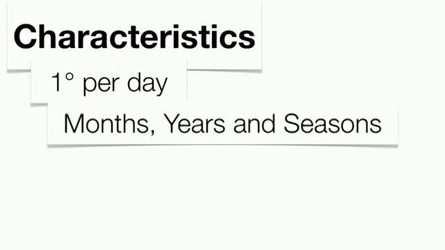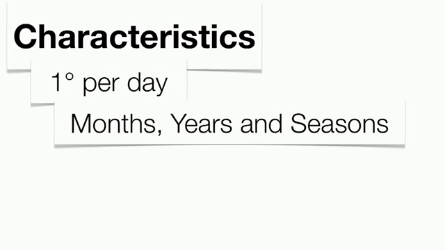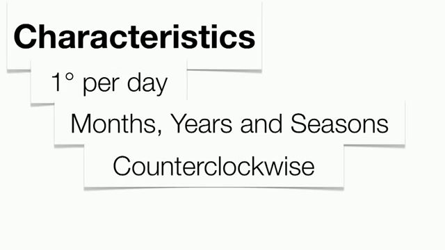Okay, we revolve around the sun about a degree per day. We travel once around the sun every 365 days, so it turns out to be about 1 degree per day in our trip around the sun. Anything to do with revolution is going to be associated with the months, the years, and the seasons. Any one of those three factors is directly related to revolution. And finally, we revolve around the sun counterclockwise.